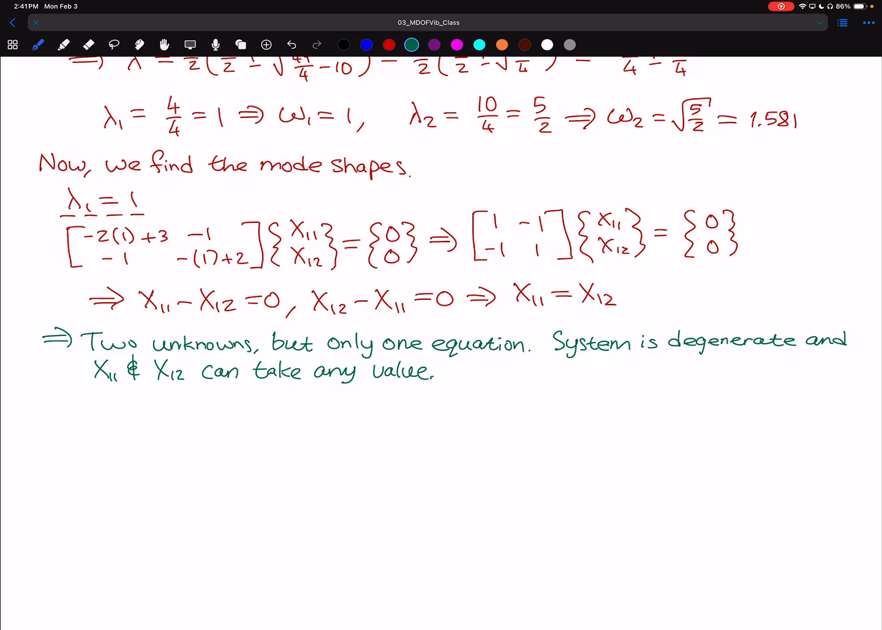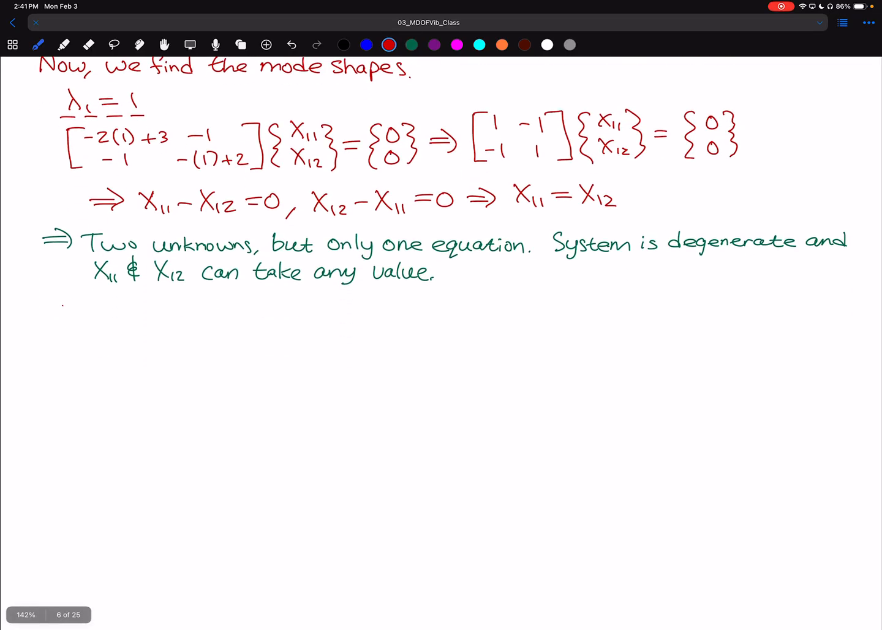And so this is what I mean by the mode shape can be scaled by any value. So we'll just pick something simple and we'll say here that x11 is equal to 1. That's just a simple choice. And then our mode shape, x1, is equal to 1, 1. And this is what we'll call the in-phase mode. And it's in phase because both masses move together with the same phase. In fact, it's the same amplitude in this case.